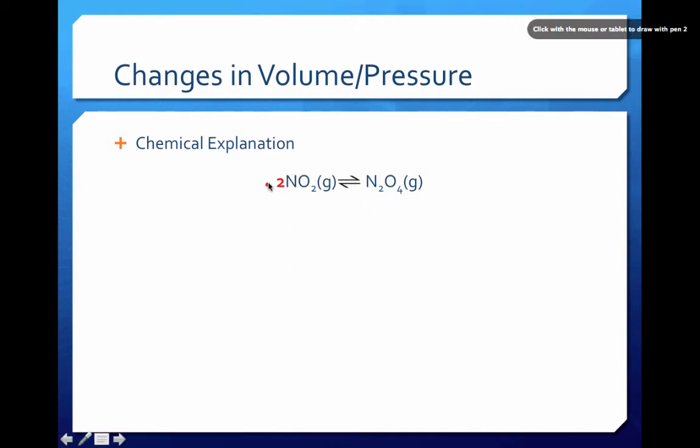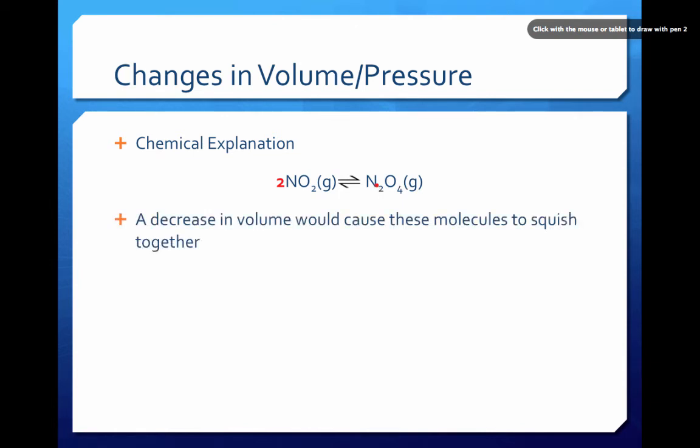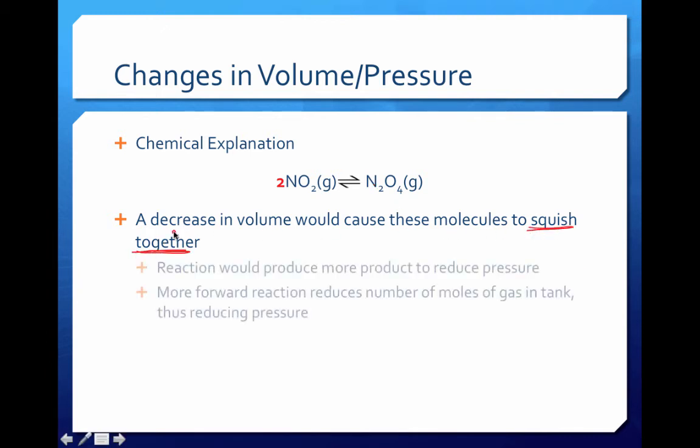And the neat thing about the two of these is they're very, very different in color. I believe this one here is more clear, whereas this chemical here is more brown, meaning we can see shifts in the equilibrium process. Well, if we decrease the volume of this scenario, if we have these gases locked in a tank, that's going to cause these molecules to squish together. And again, they're going to be tighter together than they would normally want to be. As a result of that, this reaction is going to start producing more product. It's going to shift in this direction.